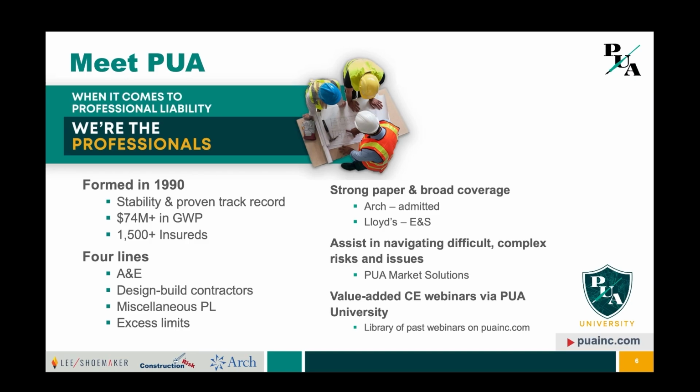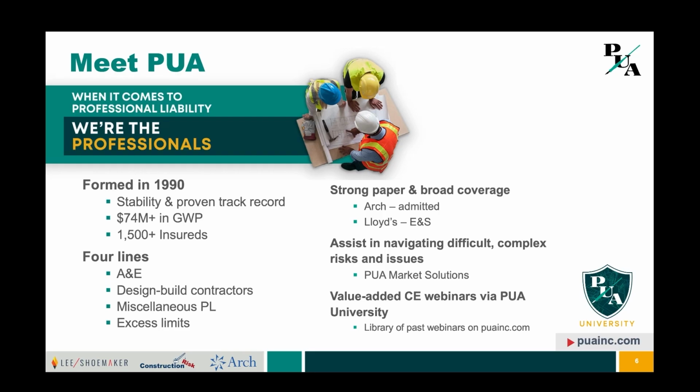I want to start off by introducing PUA. PUA stands for Professional Underwriters Agency, and it was formed in 1990 by Sandip's dad, Ram Chandarana. So we've been around for a long time, with plenty of expertise, stability, and a proven track record. Last year, we wrote just over $74 million in gross written premium, which is wild to think. When I started 10 years ago, we were around 15 million. So we're growing. The name's getting out there, and we truly believe we're one of the premier players in this industry. Out of that 74 million, we have over 1,500 insureds, which is a lot.